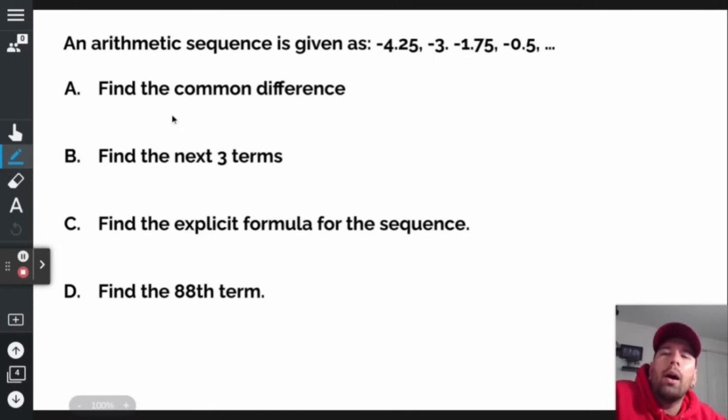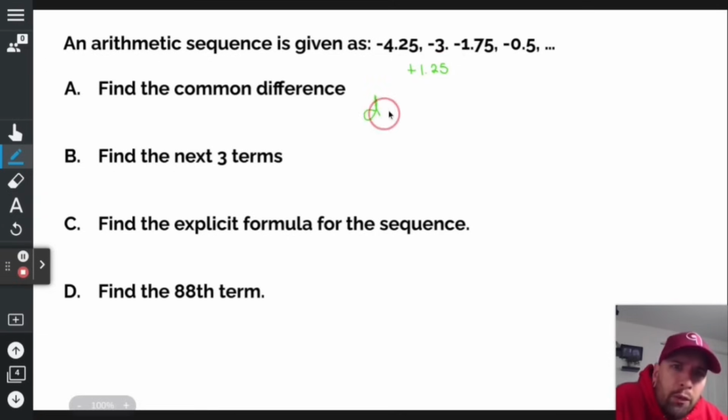Come on. Find the common difference. What am I doing to get from one number to the next? Well, first off, it is arithmetic. So yes, it tells us that. The common difference is what I add to get from one number to the next. And it looks like this is negative increasing, so I'm going to add 1.25 every time, plus 1.25, plus 1.25. I'm confident in my answer. So what's the common difference? D equals positive 1.25. If our number was going down, it would be negative something. The common difference is what you always add to get from one number to the next.